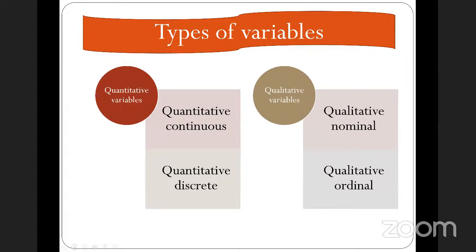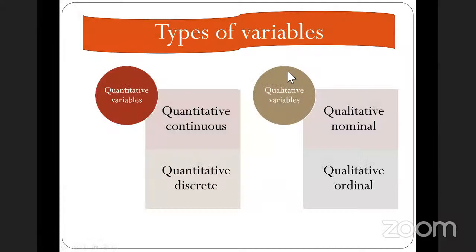Okay. Common mistake, for example, you have a room 314. In this case it is used as a qualitative variable. Okay.